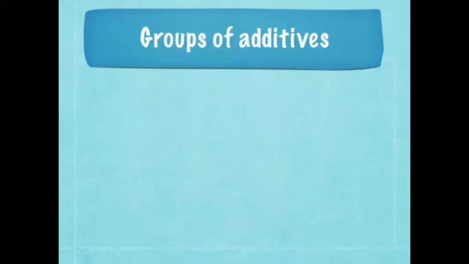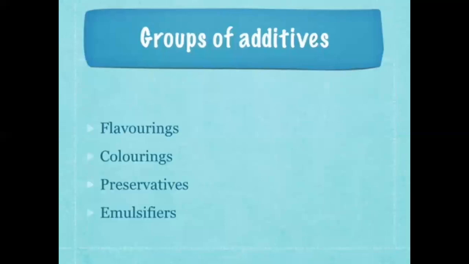So what are the different groups of additives? You've got flavorings, colorings, preservatives, and emulsifiers. We're going to look at each one individually. The first one we're going to look at is flavorings.